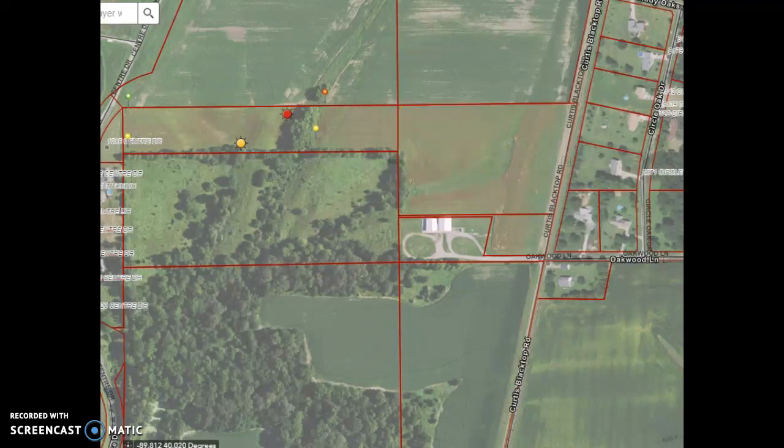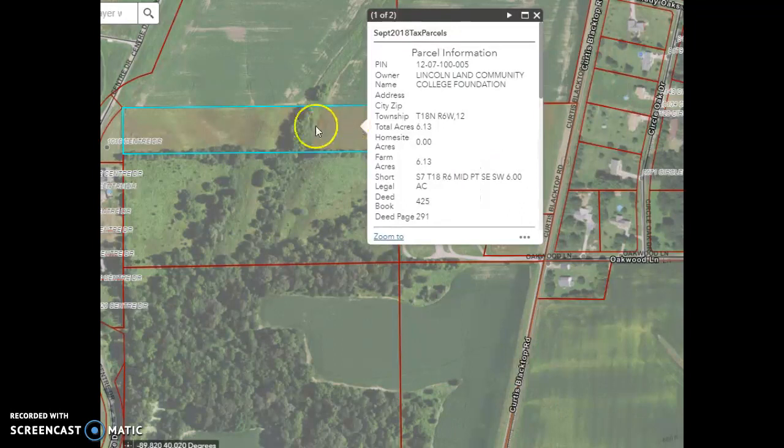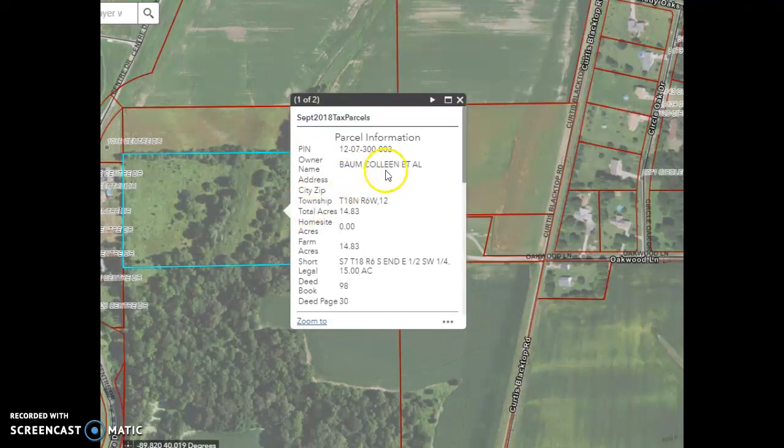So, okay, let me get out of this, and I'm going to go back to the map, just so you have a feel for it. Lincoln Land Community College Foundation, 10.28 acres right there, and that is owned by the foundation as well, 6.13 acres, so there's all the legal information we would need. This piece of ground is owned by a private party, Colleen Baum, I don't know who that is.